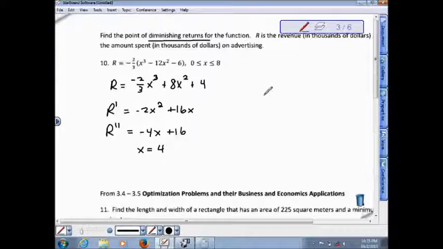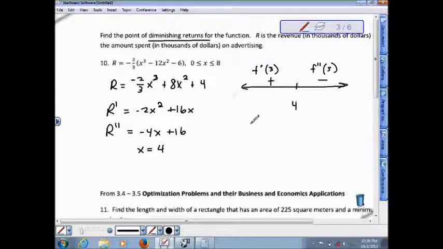Now just to check that this really is a point of diminishing returns, we have to check that the graph is switching from concave down to concave up. So in the second derivative, we can test a 3 and we can test 5. Plugging a 3 into the second derivative, negative 4 times 3 is negative 12 plus 16 is positive. And then 5, negative 4 times 5, negative 20 plus 16 is negative.